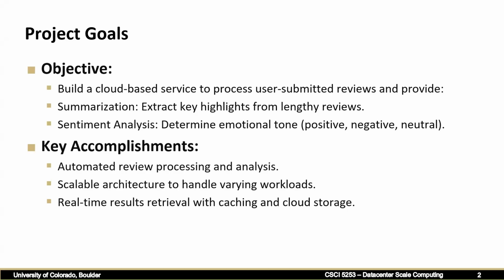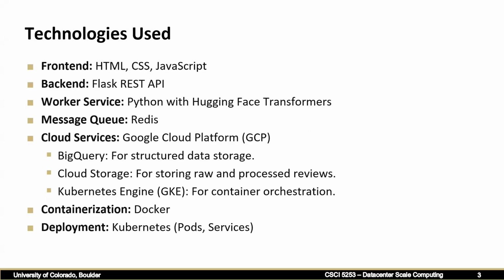So, we wanted a solution that is scalable, cloud based, and efficient enough to handle real time analysis of multiple reviews. Moving on to the next slide, to achieve our goals, we used a combination of technologies. Frontend is built with HTML, CSS, and JavaScript for an intuitive user interface. Backend, a Flask REST API to handle user requests and manage tasks. Worker service is developed in Python using NLP models and Hugging Face for summarization and sentiment analysis. Message queue. Here, Redis is used to manage task queuing and fast result retrieval.